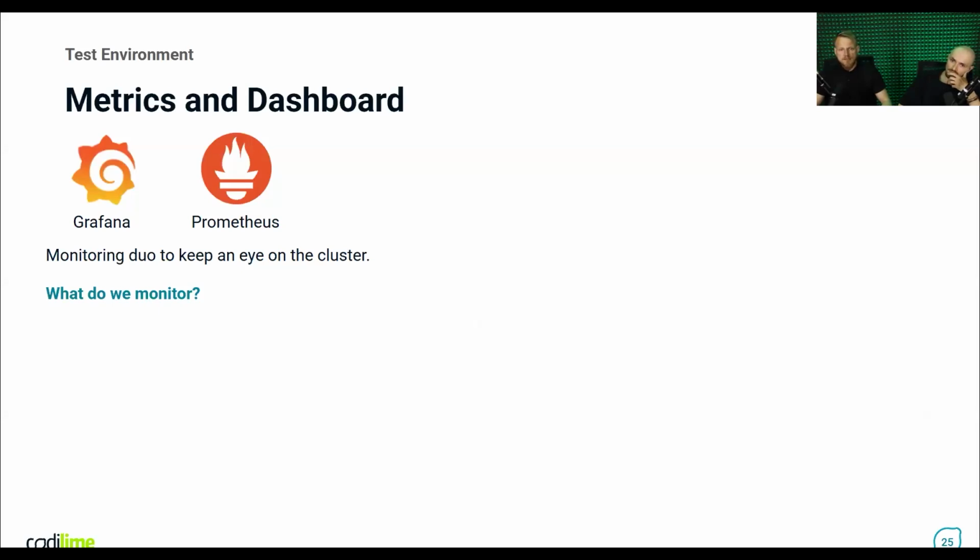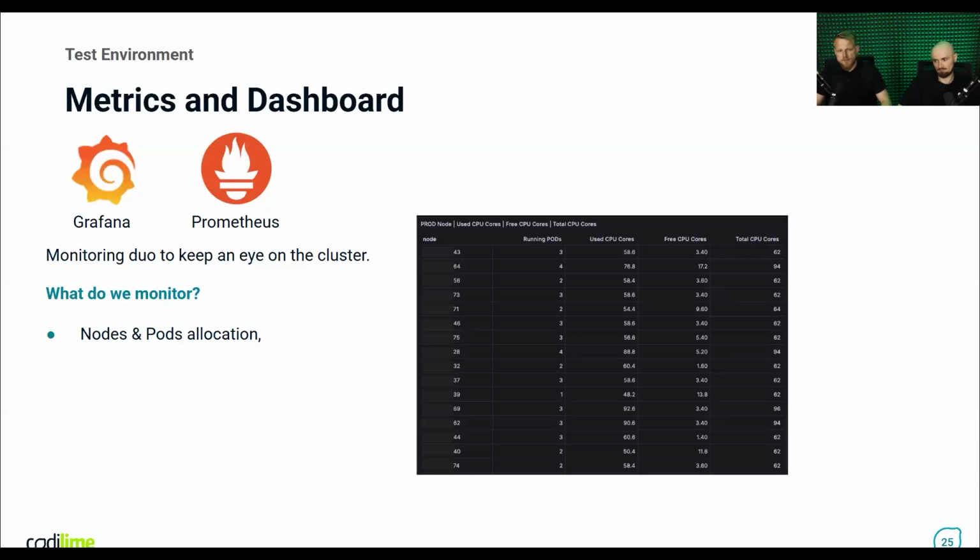We use Grafana and Prometheus as our main monitoring tools. We monitor several key areas. Node level resource usage. We track CPU usage, free cores, and pod count on each node, so we can see how efficiently we use our infrastructure.